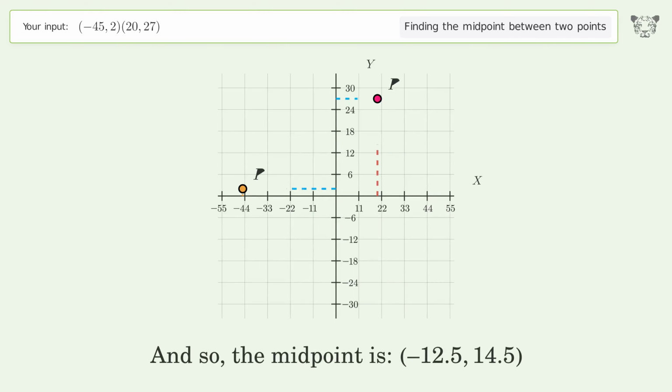And so, the midpoint is, negative 12.5, 14.5.